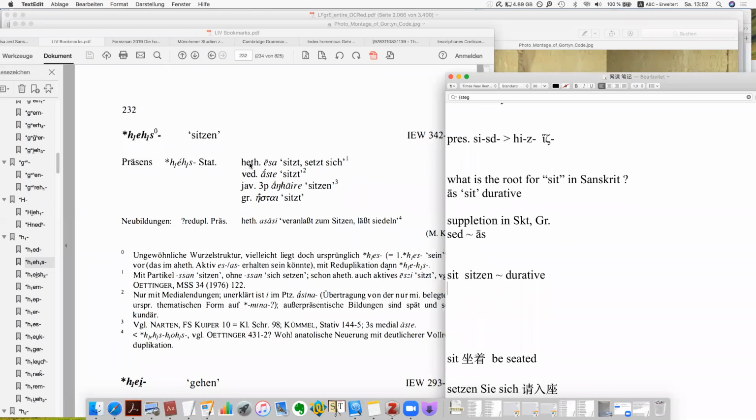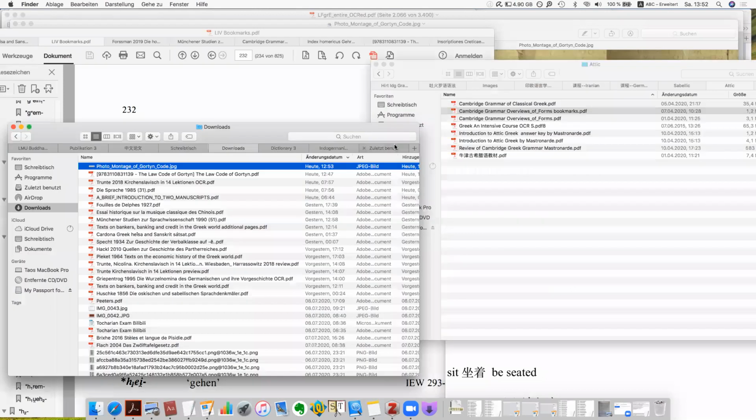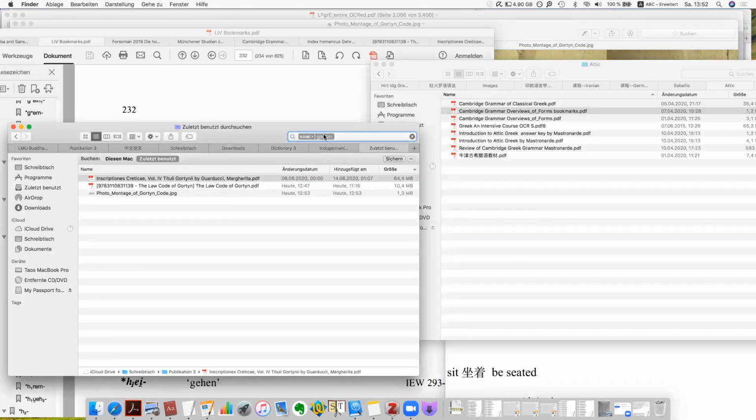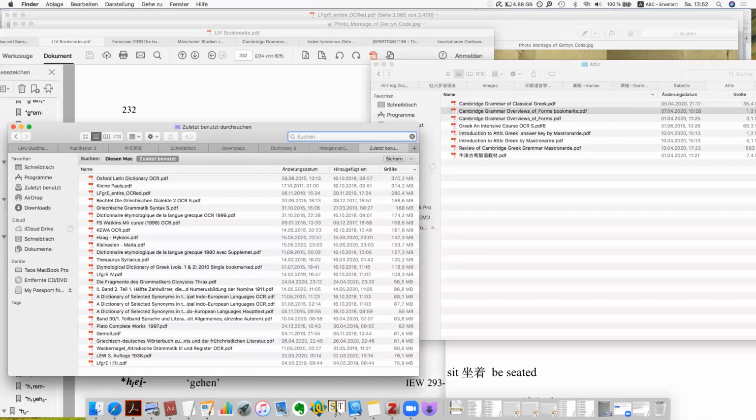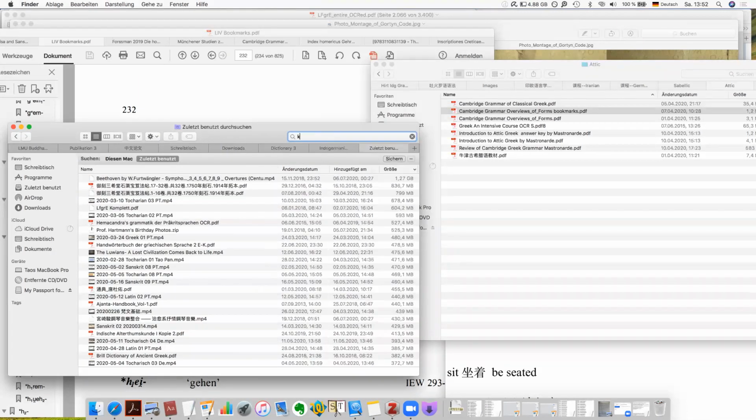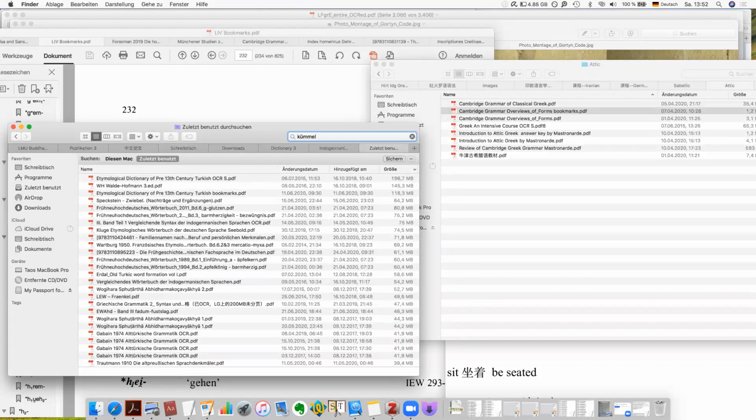And this haze is preserved in Vedic. It's called aste. Check it. This is a root present, and to be specific, it is a stative. Stative means a state. And for stative in Sanskrit, there's a very important book you can use. I can show you. It's written by Martin Kümmel, Stative.